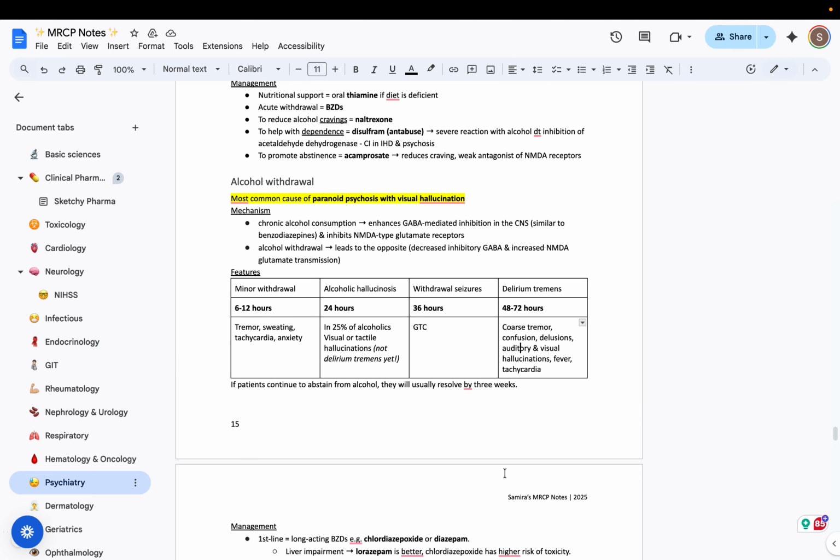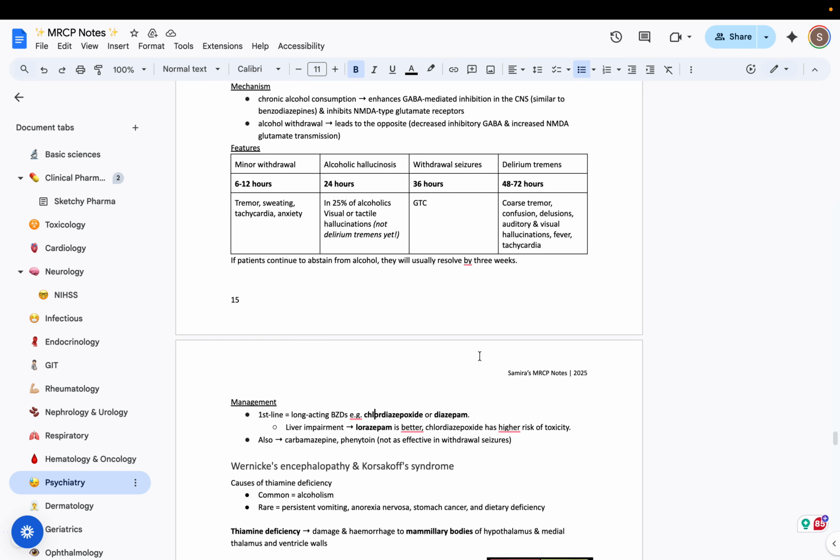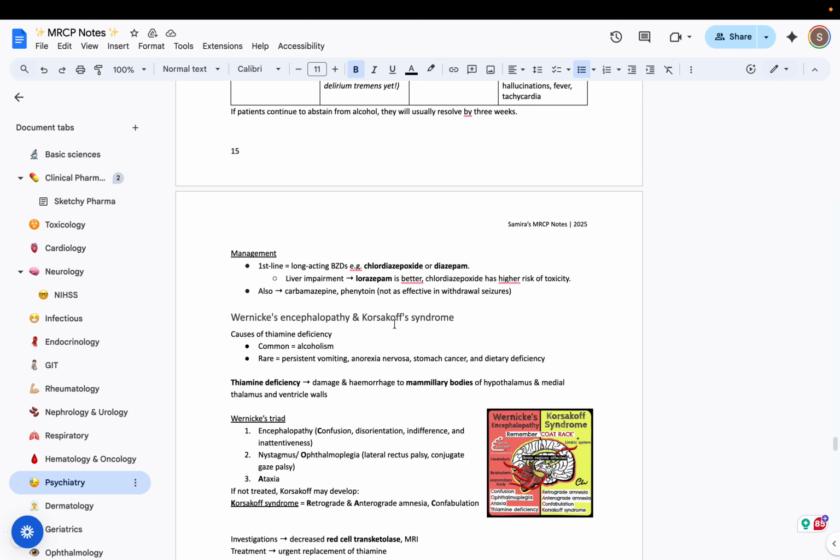How to manage withdrawal? Long-acting benzodiazepines like chlordiazepoxide or diazepam. If the patient has liver impairment, you can give them lorazepam. Also, carbamazepine and phenytoin. But these are not as effective in withdrawal seizures. So just benzodiazepines. Now, there are two syndromes, Wernicke's encephalopathy and Korsakoff syndrome.